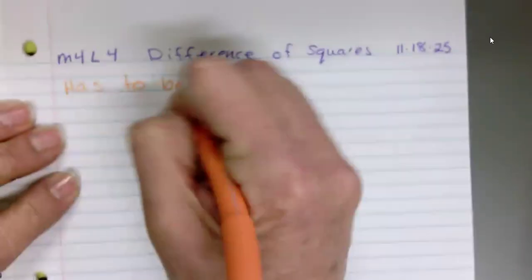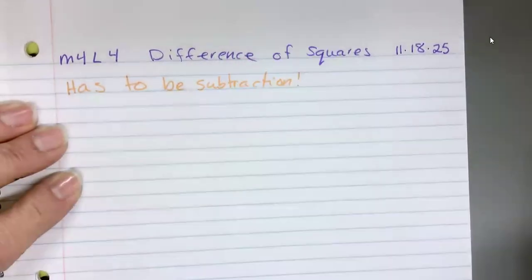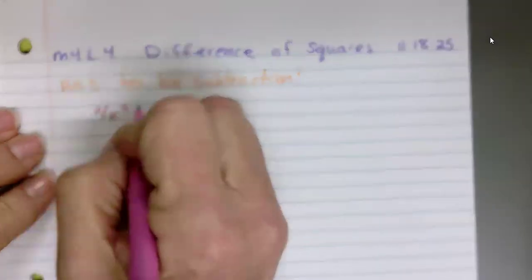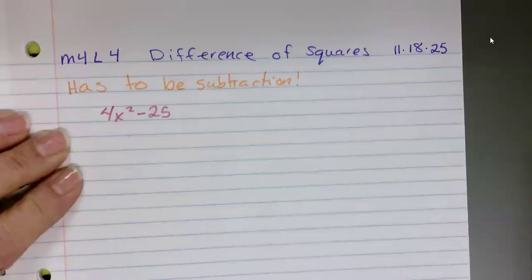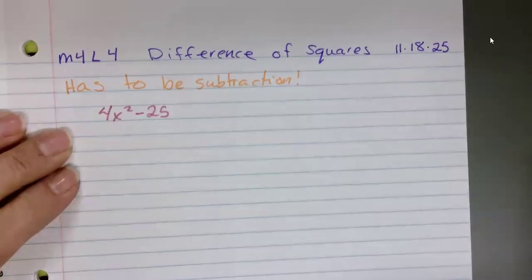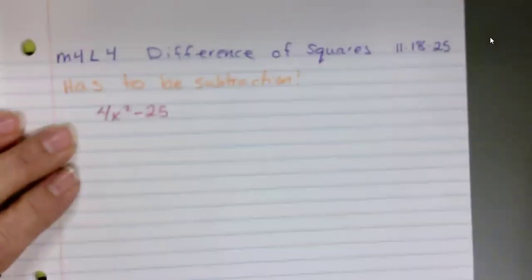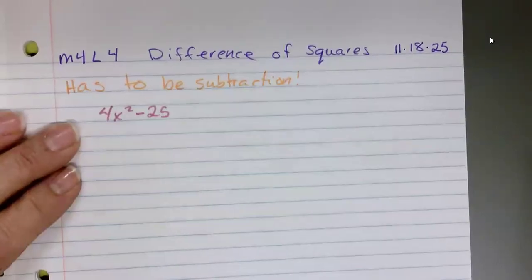First, please note that these have to be subtraction. All right, so it has to be subtraction. So an example would be 4x squared minus 25. So when you look at 4x squared minus 25, you're like, oh, cool. It's already in standard form. You say, hey, can I take out a common factor? I cannot, because 4 and 25 do not share any common factors. I can't take out a variable. There's no x. So you think you're done.